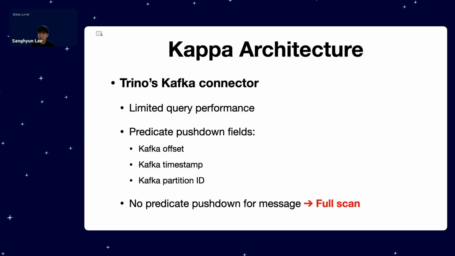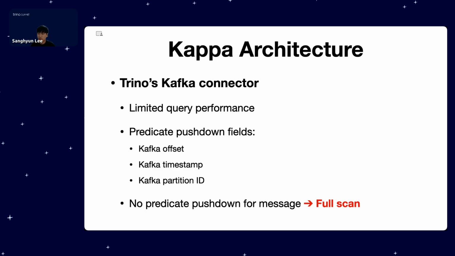However, there is a limitation to this approach. It provides only limited query performance. As with any query engine, one of the biggest factors of query performance is predicate pushdown. However, Trino's Kafka connector provides pushdowns only on three Kafka internal fields, which are offset, timestamp, and partition ID. It does not provide pushdowns for the message fields that most users will be interested in. In other words, most queries will perform a full scan.